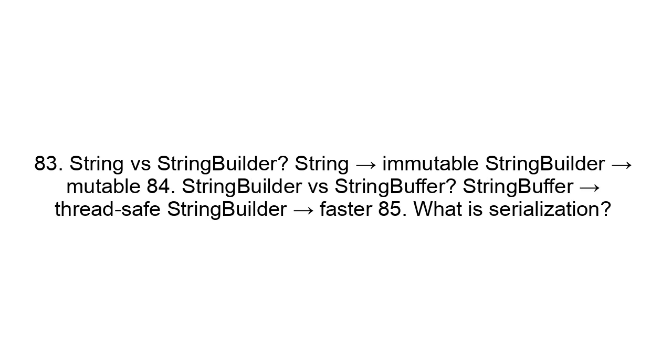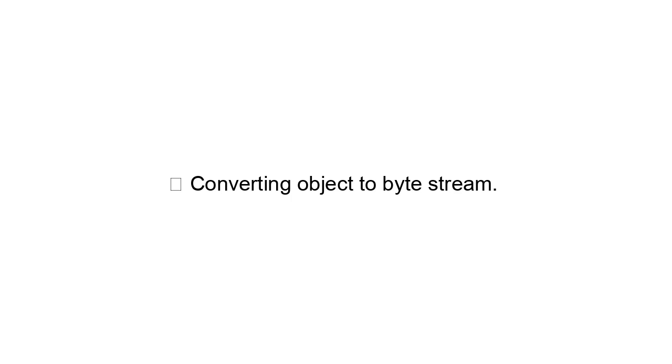83. String versus StringBuilder. String means immutable. StringBuilder means mutable. 84. StringBuilder versus StringBuffer. StringBuffer means thread safe. StringBuilder means faster. 85. What is serialization? Converting an object to a byte stream. 86. What is deserialization? Byte stream back to object.